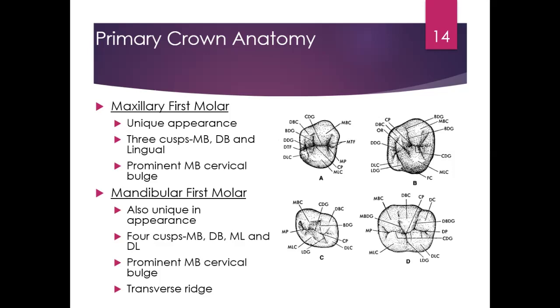so that way you can get that good snap fit. The mandibular first molar also has a unique appearance, but it has 4 cusps, okay? So you have your mesiobuccal, distobuccal, mesiolingual, and distolingual. Same, it has a prominent mesiobuccal cervical bulge, and with the mandibular, you have a transverse ridge.